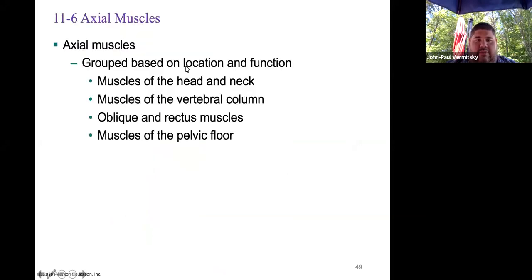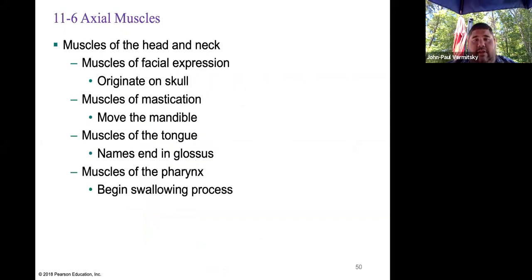Okay, so the axial muscles are grouped based on location and function. These are going to include muscles involved in the head and neck, muscles of the vertebral column, your oblique and rectus muscles, as well as muscles of the pelvic floor. I'm going to cover the axial muscles in this recording, and then the next recording will include the appendicular muscles. So muscles of the head and neck are involved in facial expression, mastication, which is chewing, and movement of the tongue. Most of these muscles will actually end in the word glossus, which means tongue, and muscles of the pharynx, which will begin the swallowing process.